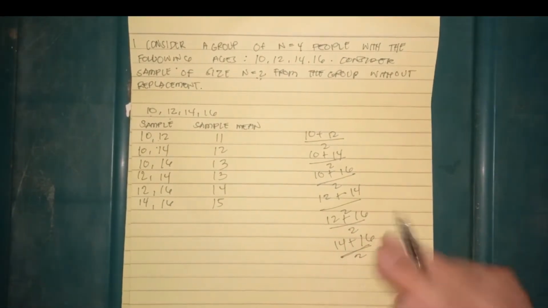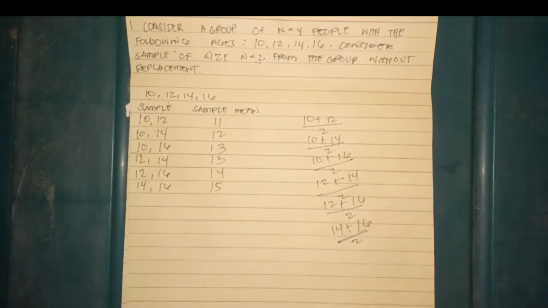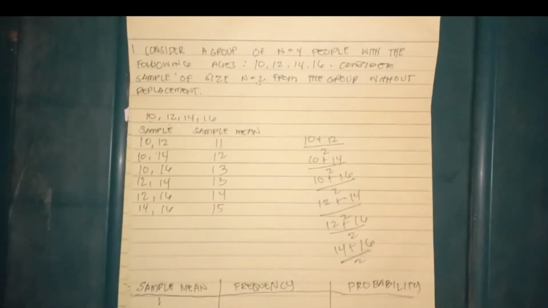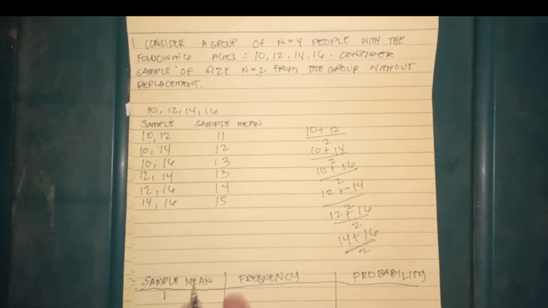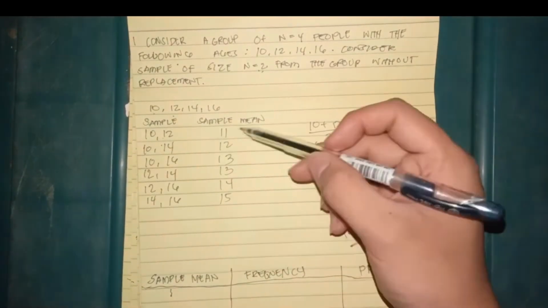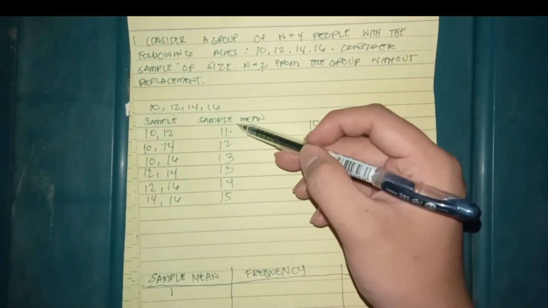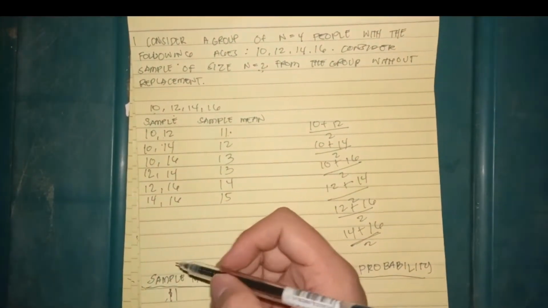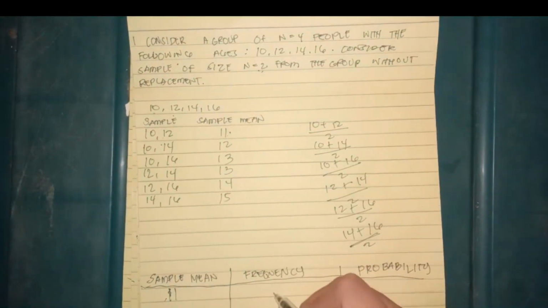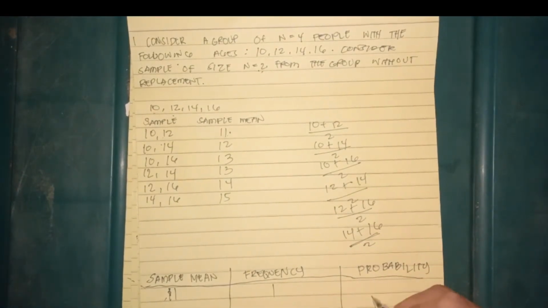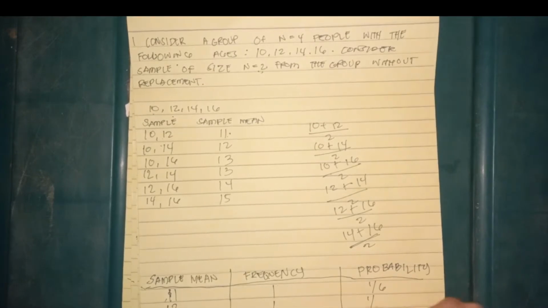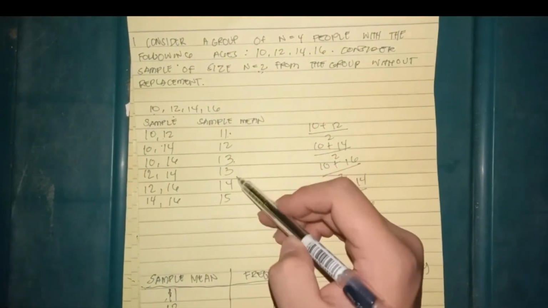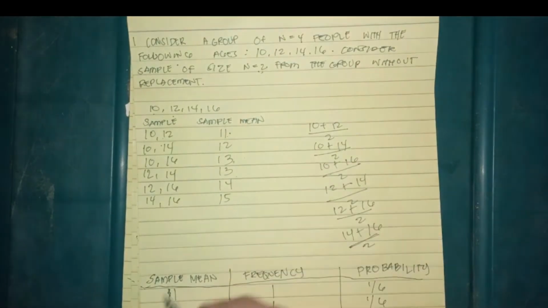The next step is gumawa tayo ng 3 columns dito sa sample means. Paano natin sila makukuha? Dito natin titignan yung 11, ilan ba yung 11 dyan, is 1. Yung probability niya is 1 over 6. Sunod 12, wala naman siyang kasama. Yung frequency niya 1. Tapos dito 1 over 6. Yung 13 naman, dalawa siya. Gawin na lang natin siyang isa.